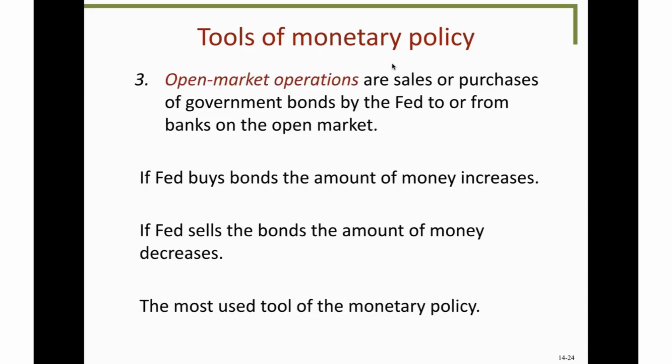The third tool is open market operations, and these are sales or purchases of government bonds by the Federal Reserve to open up the market, which basically means that they buy or sell bonds and then implement them into the market whenever need be. This is the most used tool of monetary policy.